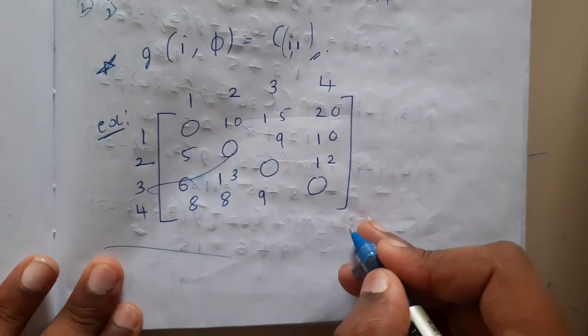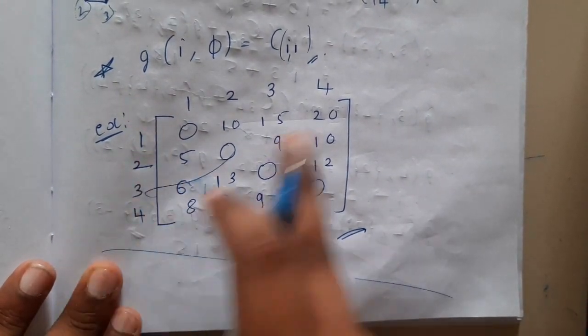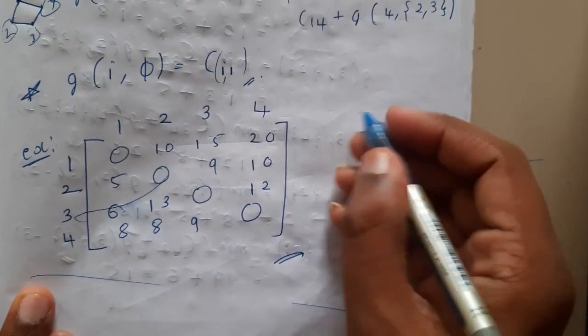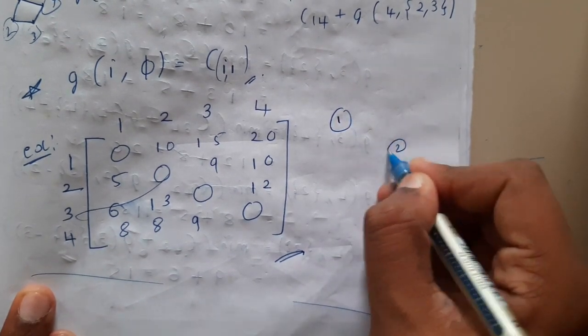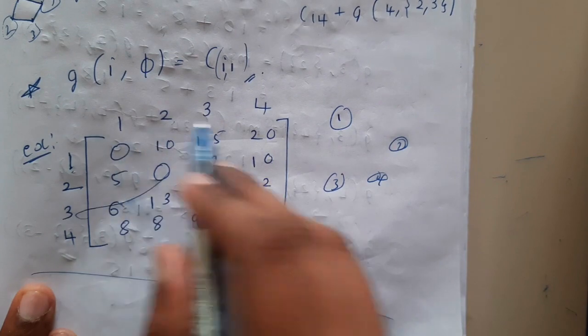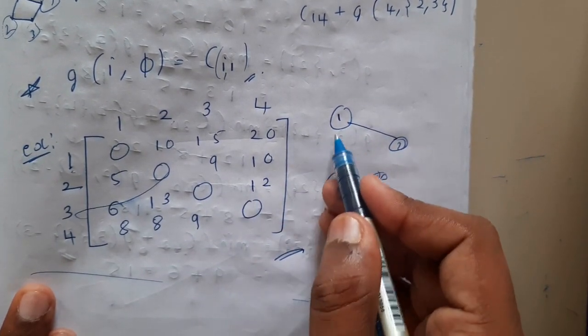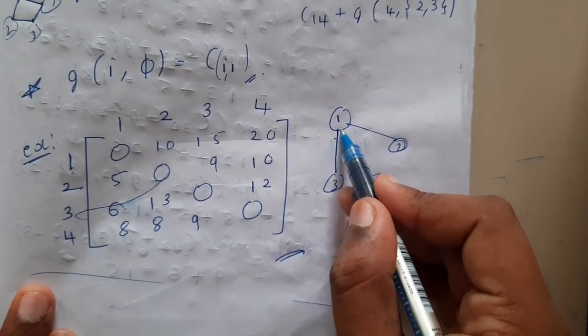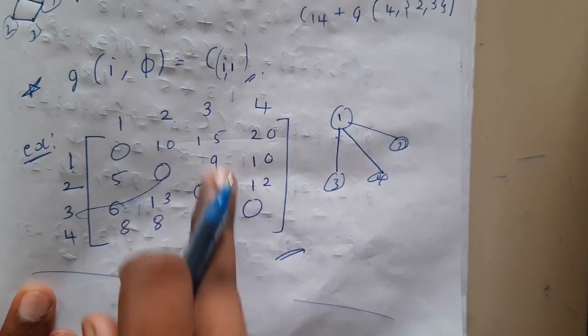Assume that this is the question given to us. This is just a matrix which is given. If you want, you can convert a matrix into a graph also. I'll be drawing it for some vertices. 1 to 1 is 0, 1 to 2 is 10, and in this way you need to connect. 1 to 3 is 15 and 1 to 4 is 20. If you connect it in this way, you'll get the graph, guys.